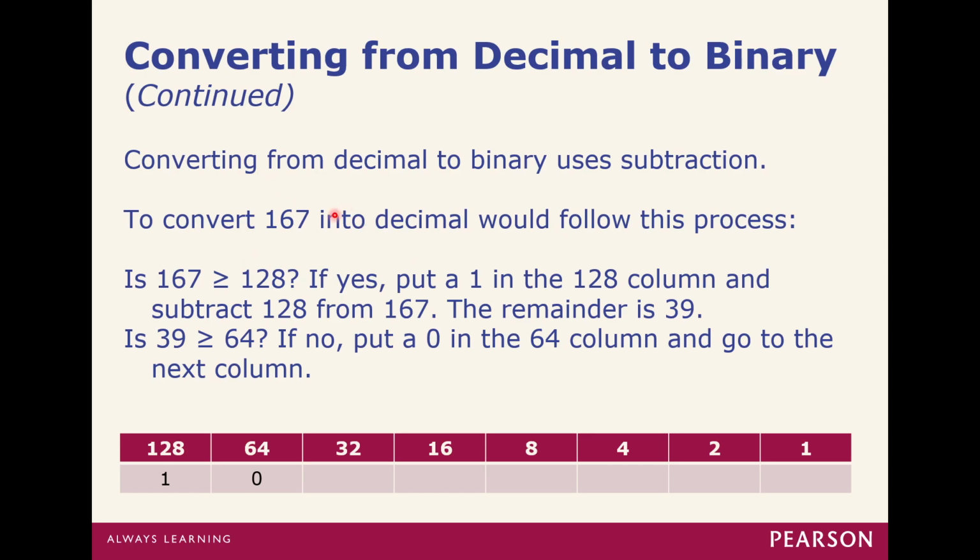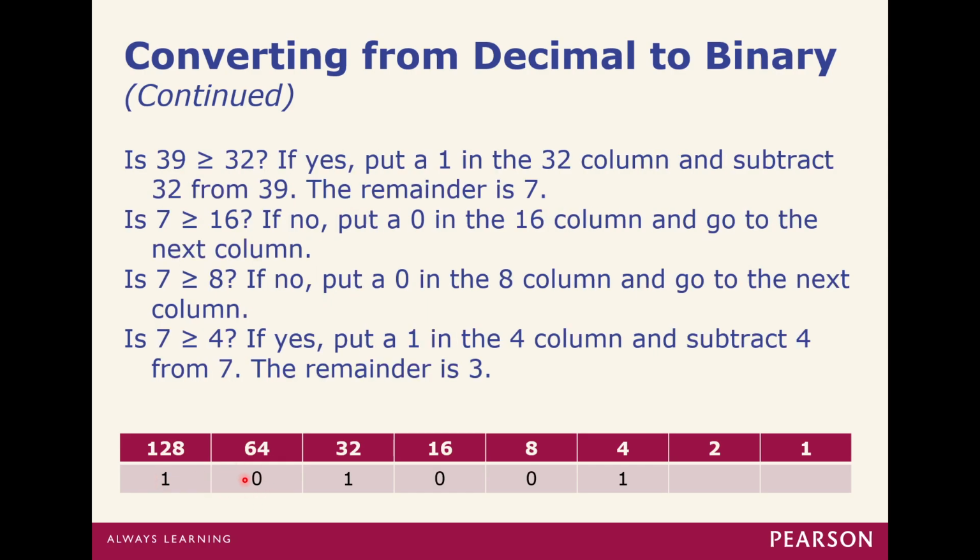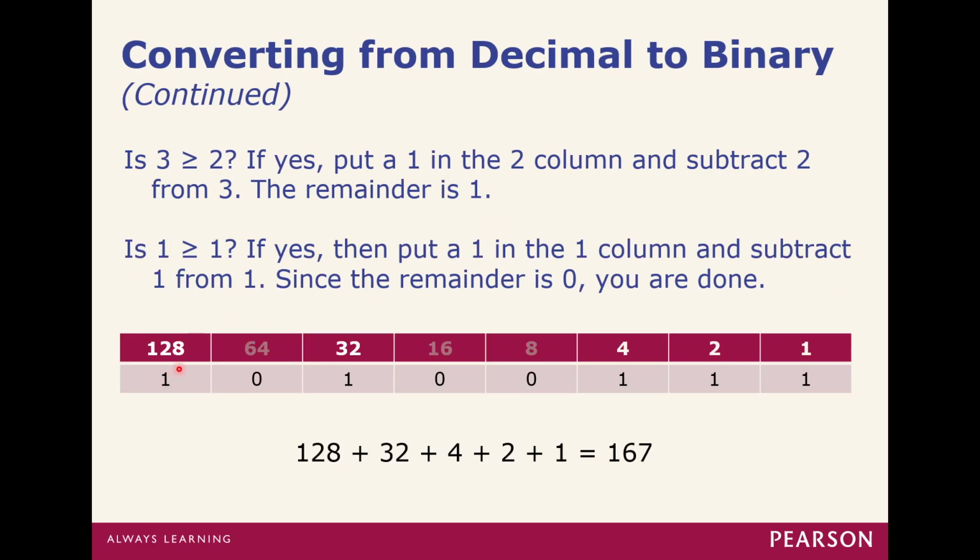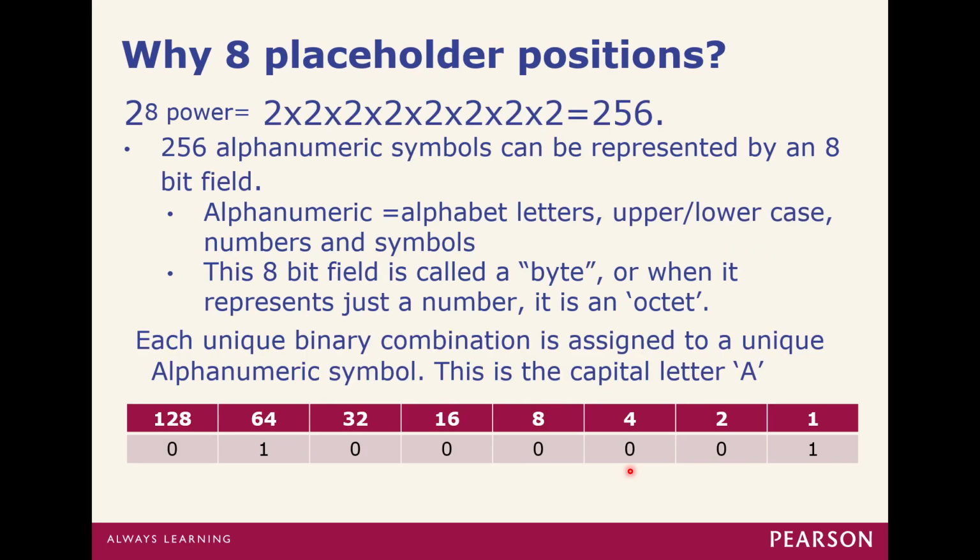So from 167, it will be 1, 0. I think we have it in the next slide. Yeah. So here we have 1 0 1 0 0 1 1 1. So 1 plus 2 plus 4 plus 32 plus 128 will equal 167.